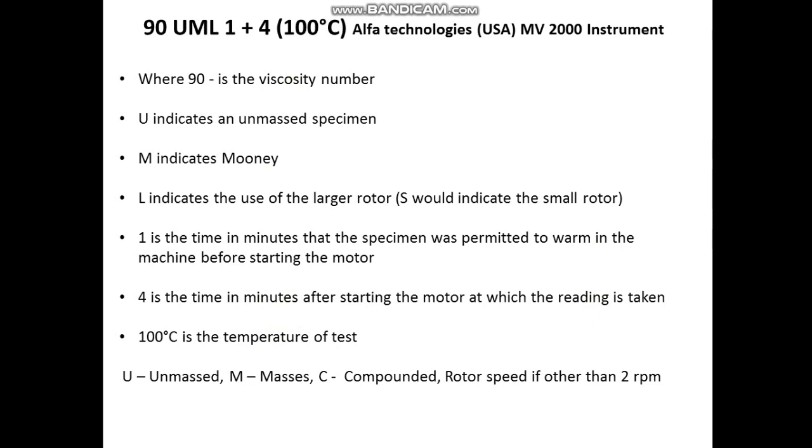We can use unmasticated rubber samples, compounded rubber samples, or masticated rubber samples. If we use compounded rubber samples, we have to replace this U by C, right? And normally we use 2 rpm rotational speed of the rotor to measure these properties, but if we change this rotational speed, we need to mention that speed also. But normally we use 2 rpm.